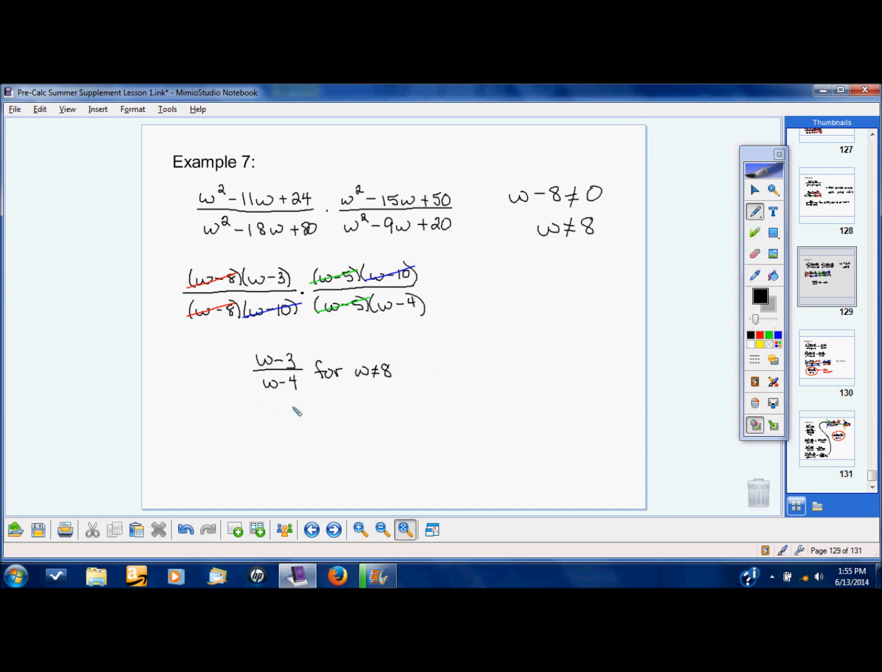Notice the 8 wouldn't be a problem in the simplified form, but since it was a problem in the original form, it has to be excluded. W minus 10 can't be 0. So that means W can't be 10. W minus 5 can't be 0. So W can't be 5. And W minus 4 can't be 0. Which means W cannot equal 4.